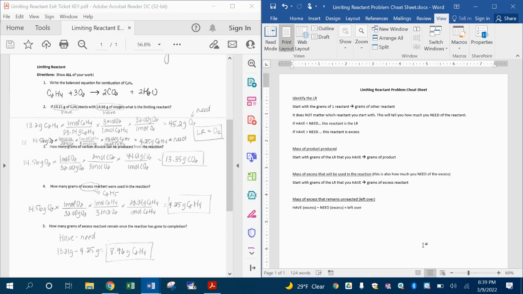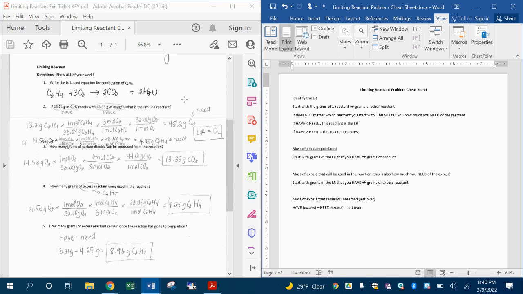Let's look at our limiting reactant exit ticket from Tuesday. Our balanced equation is going to be C2H4 plus 3O2 makes 2 carbon dioxide plus 2 water.